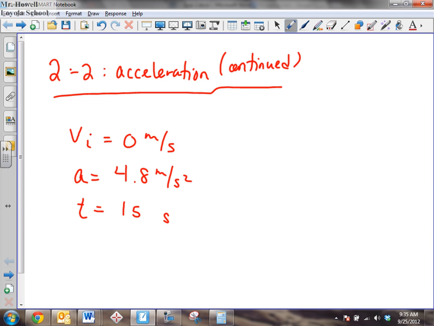Now, the question says two things. First, what is the speed when it lifts off? And how long must the runway be in length for this plane to actually take off? Again, what is the speed when it lifts off? And how long is the runway for this to actually work?